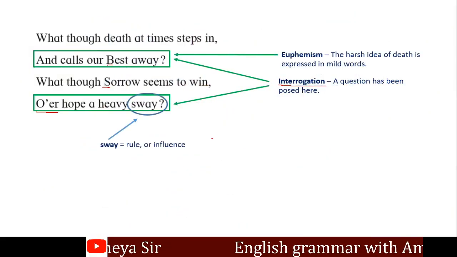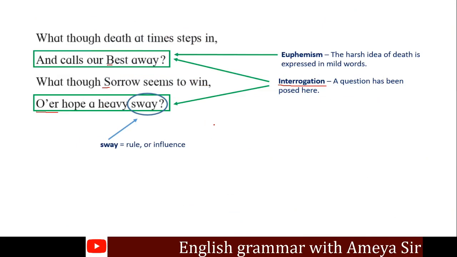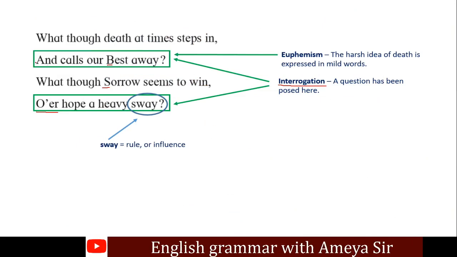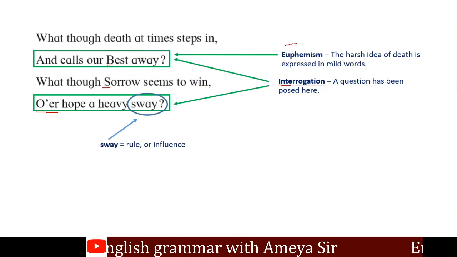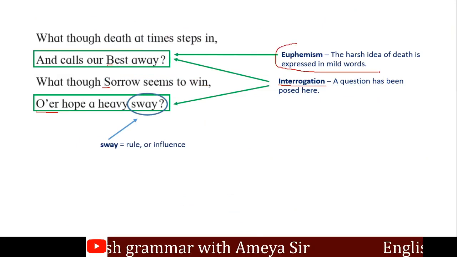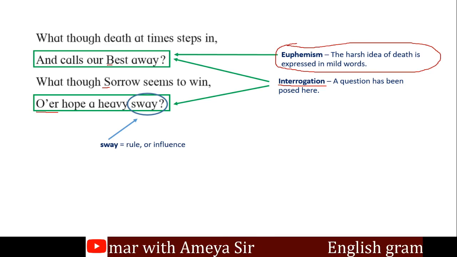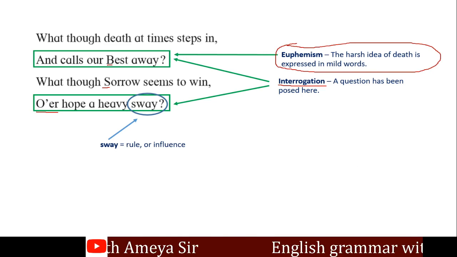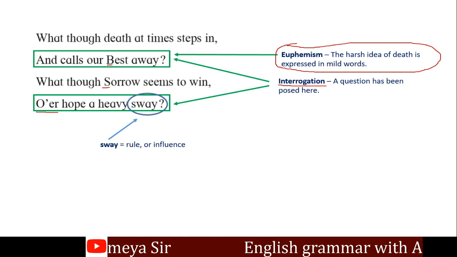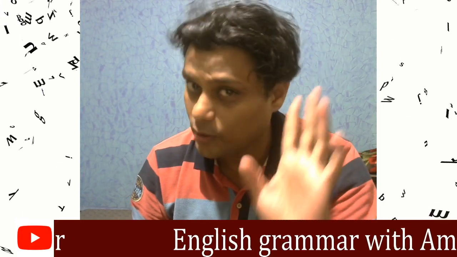What else do we have here? Sway is rule or influence. And even this line, death calls our best one away, is euphemism. Now guys, this one I am going to highlight because this is my favorite figure of speech that the poetess has used here. Euphemism. E-U-P-H-E-M-I-S-M. Don't waste time copying or writing anything down right now. I have already clarified. I'll give you a couple of minutes for it. So let's talk about euphemism.